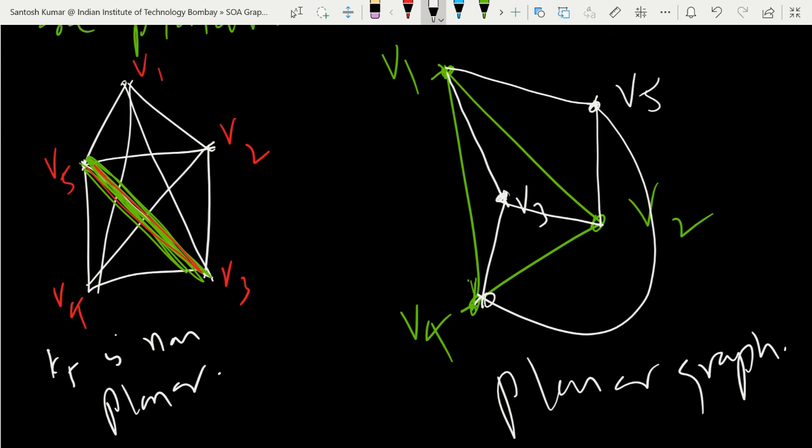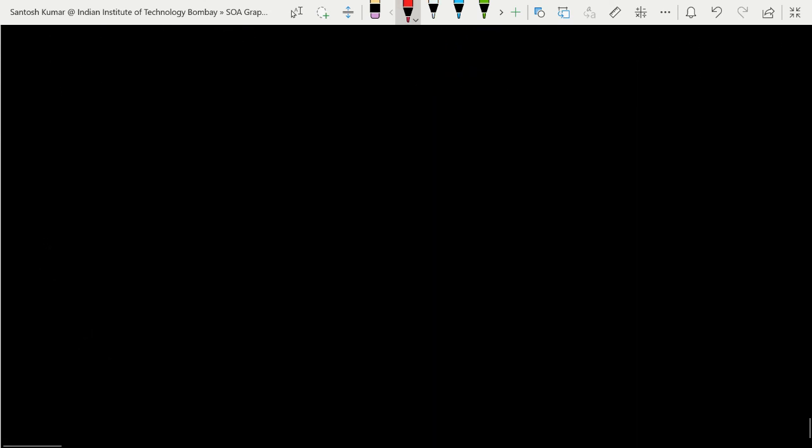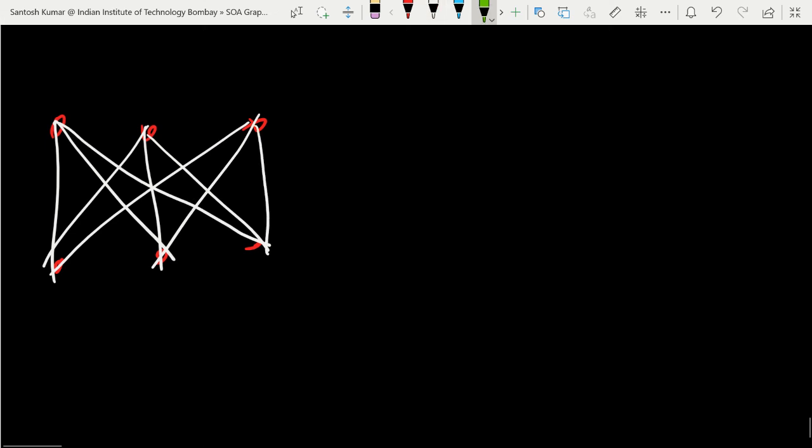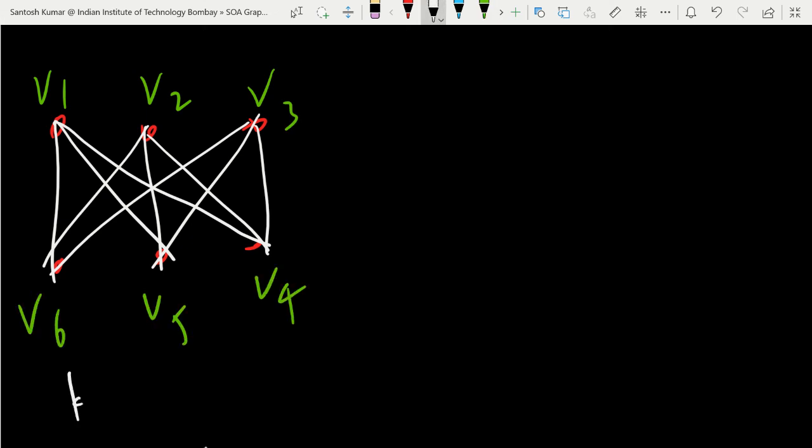So you can do it for any edge. You should notice the pattern: if you want to remove any edge, you take that edge last, at the end. Now it is a planar graph. Same thing you can do for K3,3. You know about K3,3. Normally we draw it like this, with V1, V2, V3, V4, V5, V6. This is K3,3, and this is non-planar.